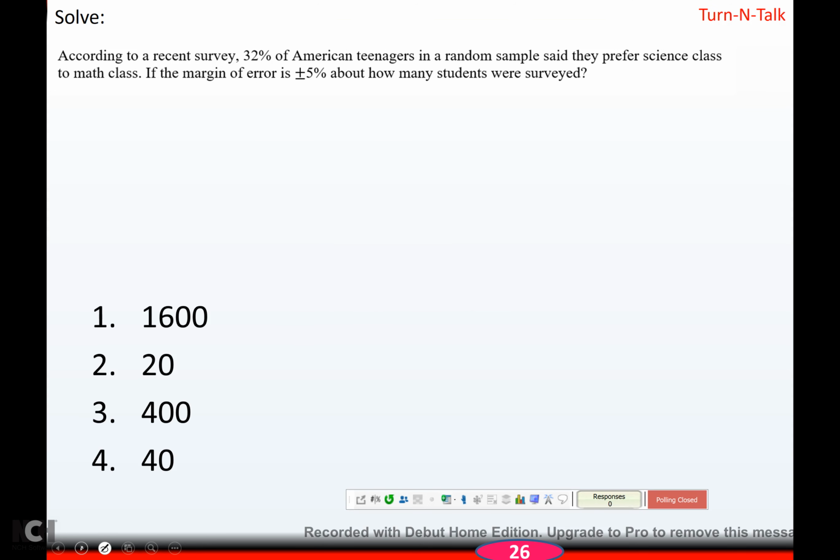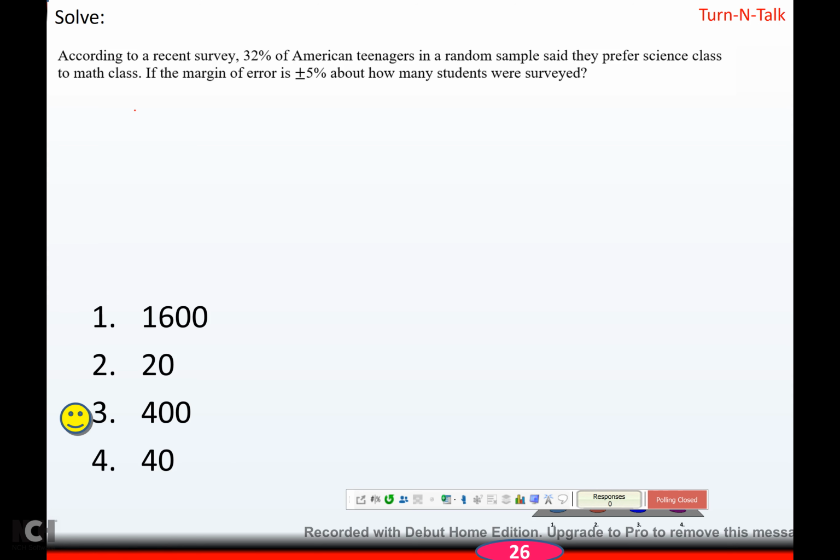Alright. We try one, hit pause, come back when you're ready. And hopefully you got 400. It says, according to a recent survey, 32% of American teenagers in a random sample said they prefer science class to math class. If the margin of error is plus or minus 5%, about how many students were surveyed?